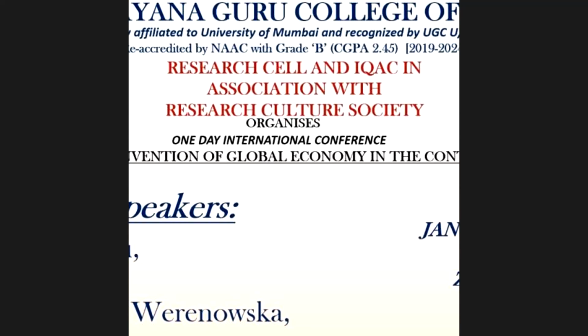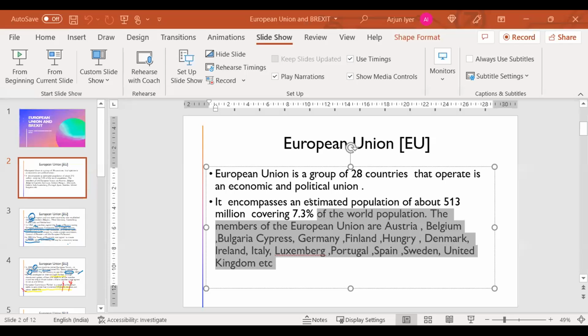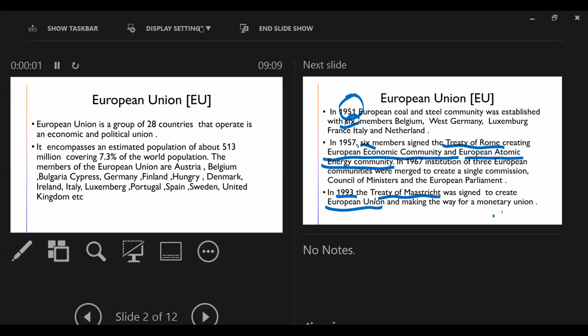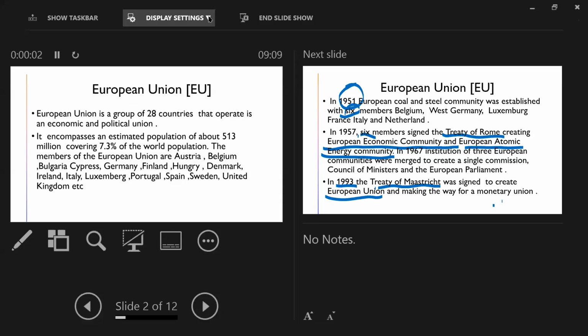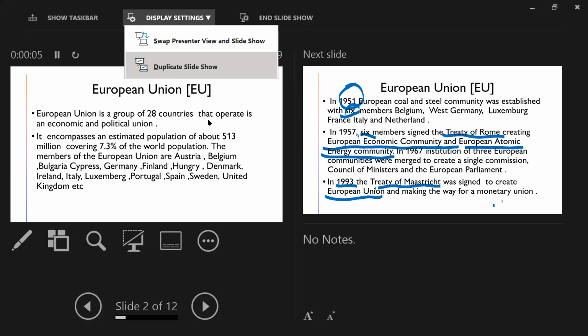I don't know this hybrid is a... Half the time will go in screen sharing. I hope it is visible now.